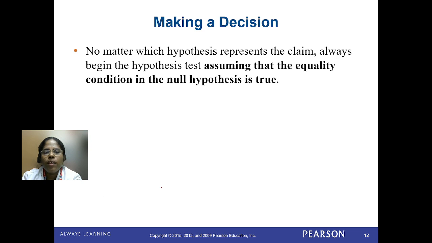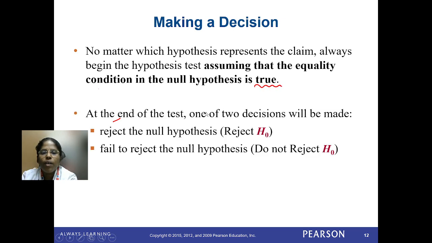So far I have explained how to write the null and alternate hypothesis. Next thing, how to take a decision for this. No matter which hypothesis represents the claim, always begin the hypothesis test by assuming the equality condition. We need to assume the equality condition in the null hypothesis as true. Okay, that assumption we need to make.